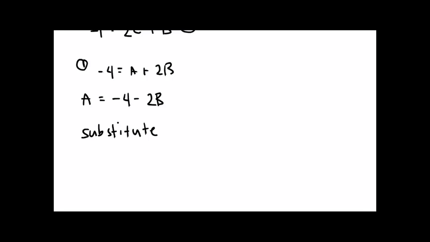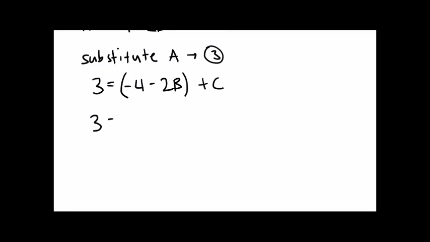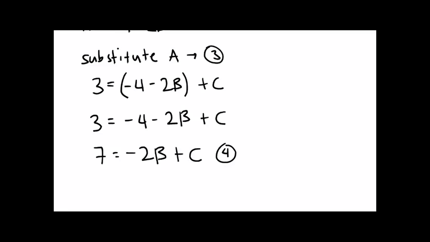To get equation 4, we must substitute our A found in our equation 1. Negative 4 is equal to A plus 2B. A is equal to negative 4 minus 2B. And substitute it now to our equation 3. 3 is equal to negative 4 minus 2B plus C. 7 is equal to negative 2B plus C. It is now our equation 4.